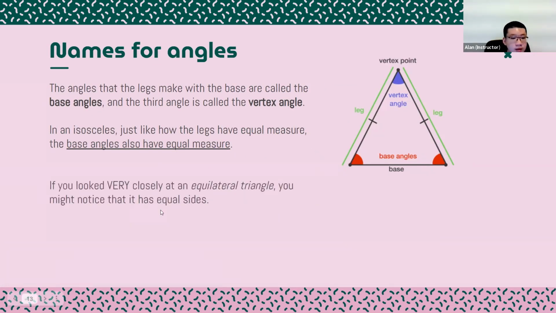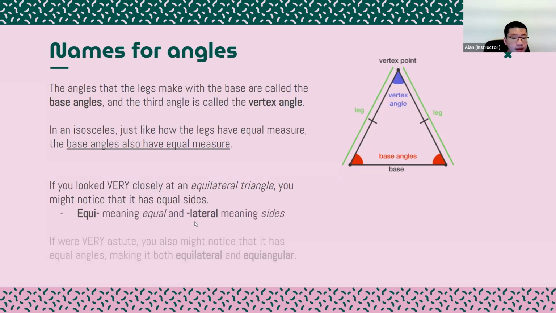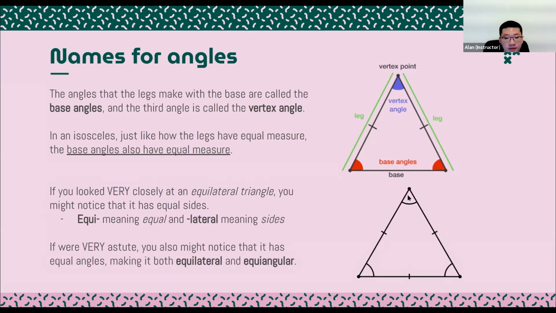And if you look at an equilateral triangle, you'll see that it has all three sides equal. So basically you notice that for all equilateral triangles, all three angles are also equal. So it's both equilateral and equiangular.